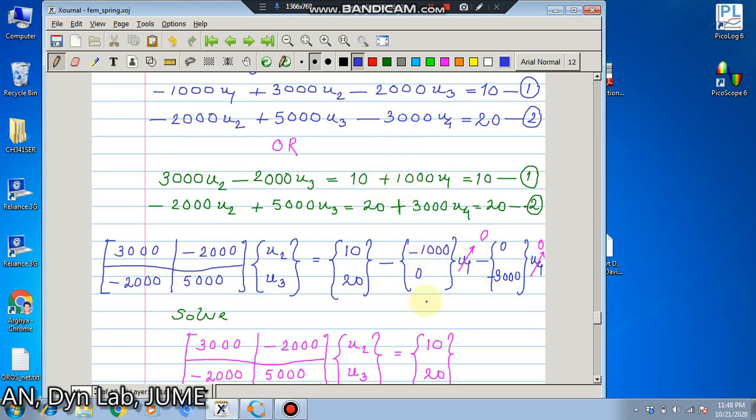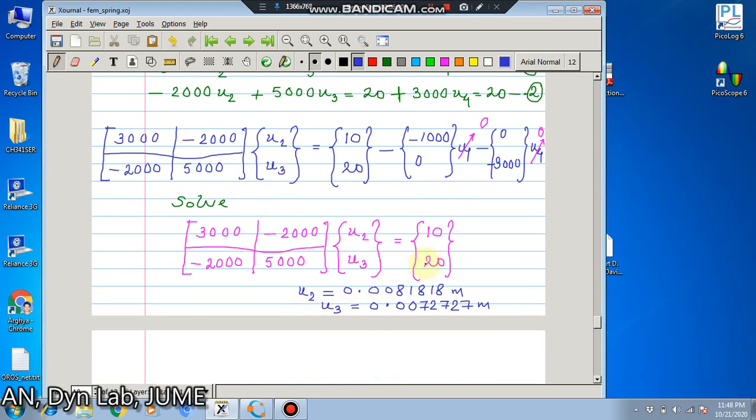Okay, so this is the thing, but since u1 and u4 are 0, it doesn't matter much, so we are left with this equation, and we have to solve this equation. So when we solve this equation, we get u2 is this and u3 is this. So we can easily solve this equation.